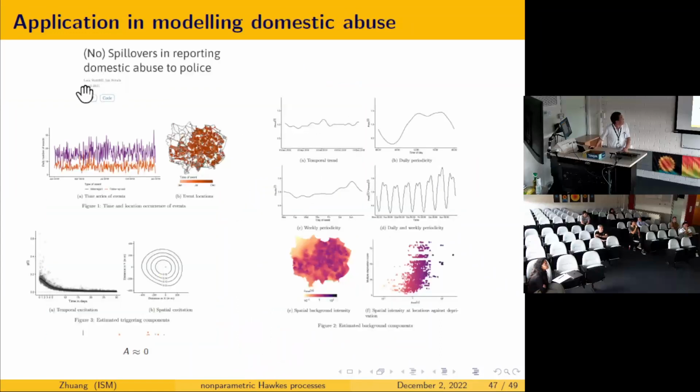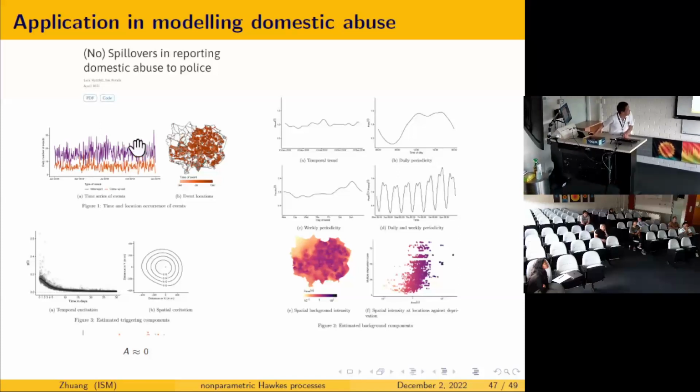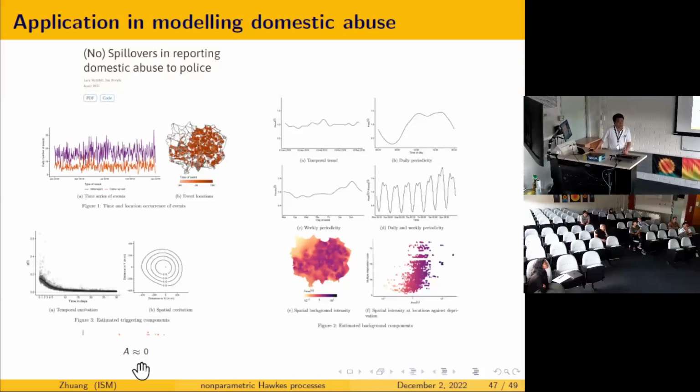And this one is another one done for the domestic abuse, the reporting for the police. And in this paper, the author Laura Wombell found this A equals 0. That means almost no trivial effect, but the periodic part is very clear.